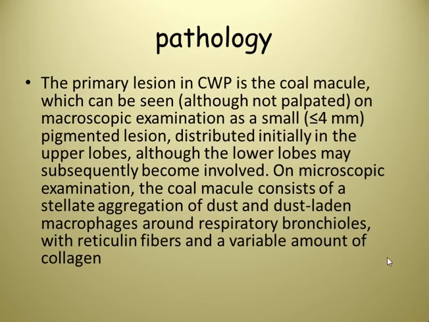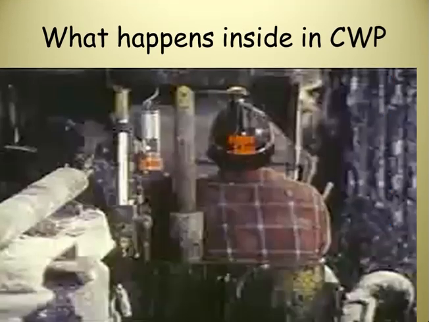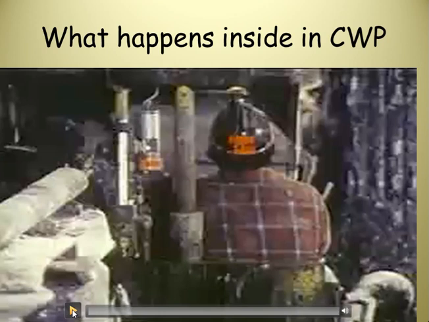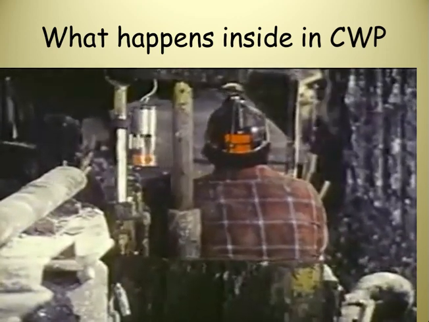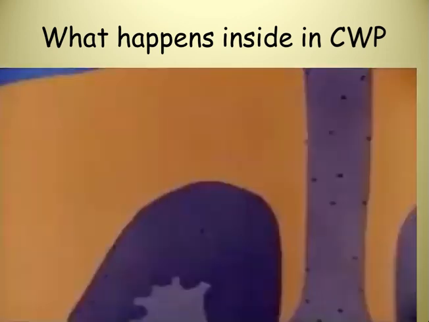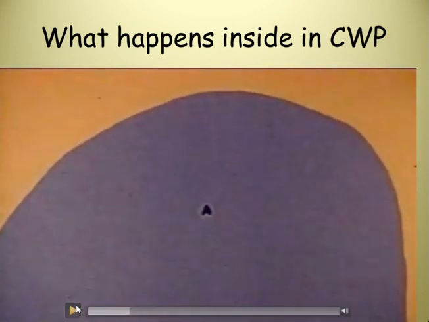So after we looked into the pathology, it's now time to take a very short video to demonstrate the way the disease develops inside the body of the patient. So what actually happens inside in CWP? We shall be playing this short video to find out the exact mechanisms by which the coal dust produces the disease. So what you see out here is the coal dust, and that coal dust has been inhaled.